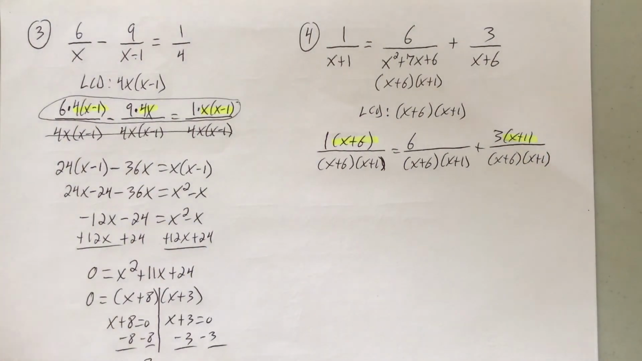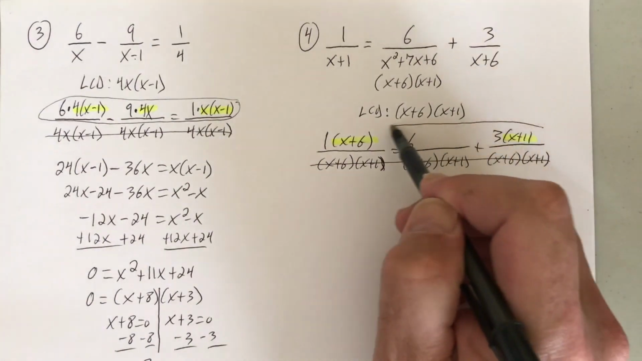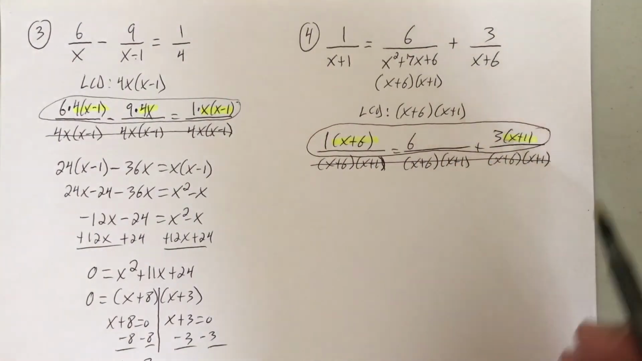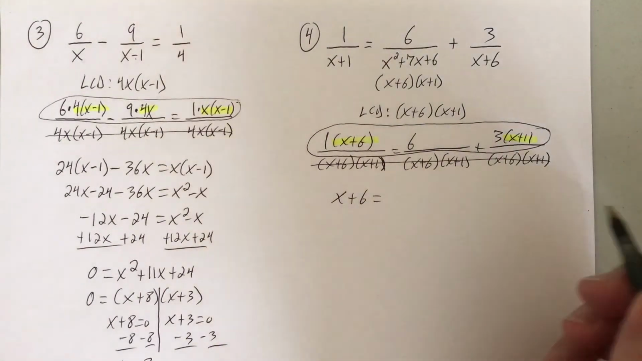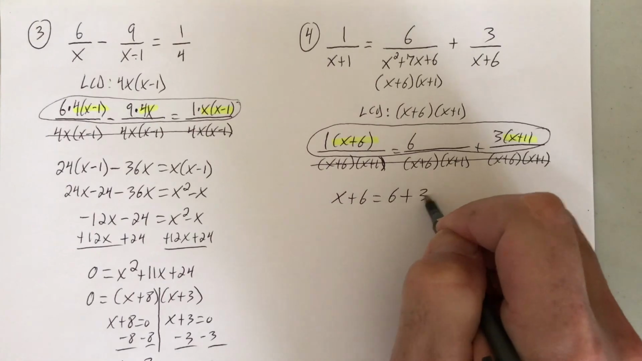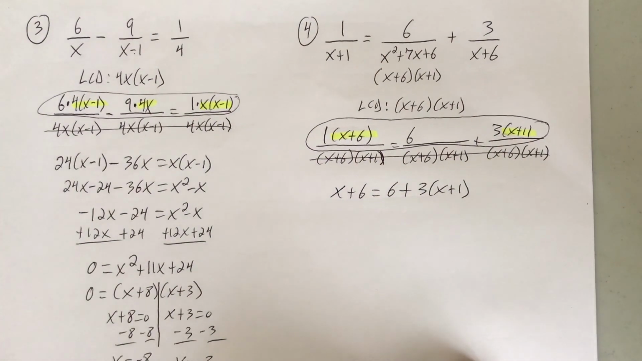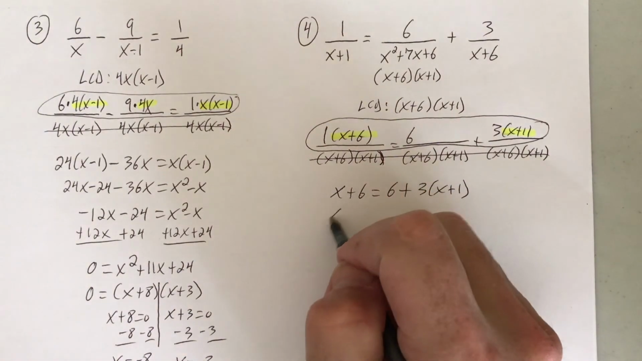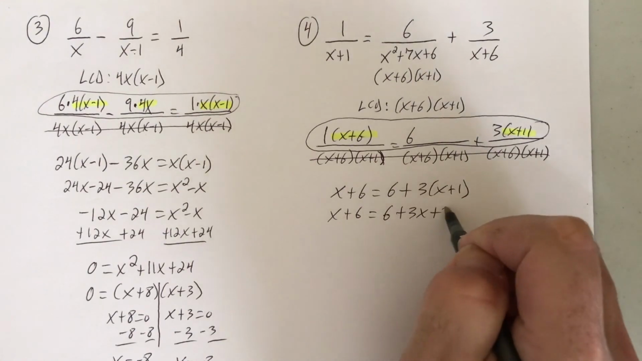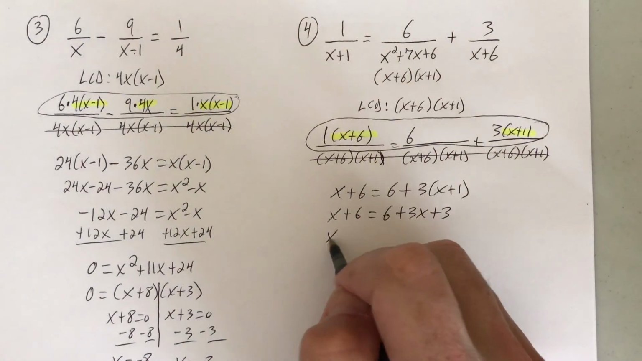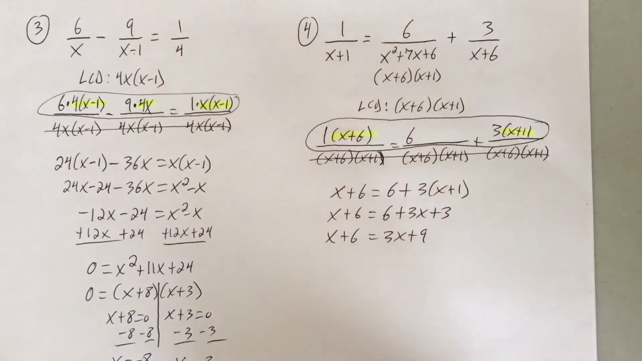So again, instead of rewriting it, save some time. This, we're going to get rid of that, and we're going to solve. All these numerators are going to be the equation. So when I do that, it gives me x plus 6 is equal to 6 plus 3 times x plus 1. And then I'm just going to go ahead and solve that. So I got x plus 6 is equal to 6, distribute first, and then look to combine some like terms. So that'd be 3x plus 9.